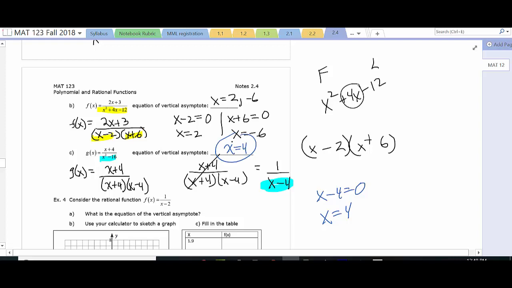So don't forget to cancel. If one of those cancels out, that's not going to be an asymptote anymore. Okay, that's the idea. Okay?